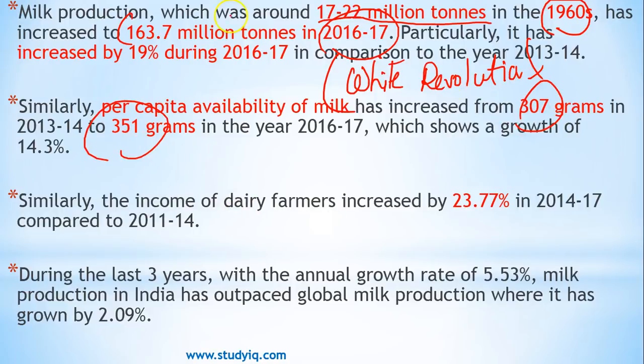So 351 gram per capita availability of milk. That means demand and supply. You have more supply, demand is constant. That means the prices will fall down. We know the beauty of milk, that apart from vitamin C, it has everything in it. So this is going to help us to fight nutritional inequality and malnourishment. So in this context, this is a very important news.